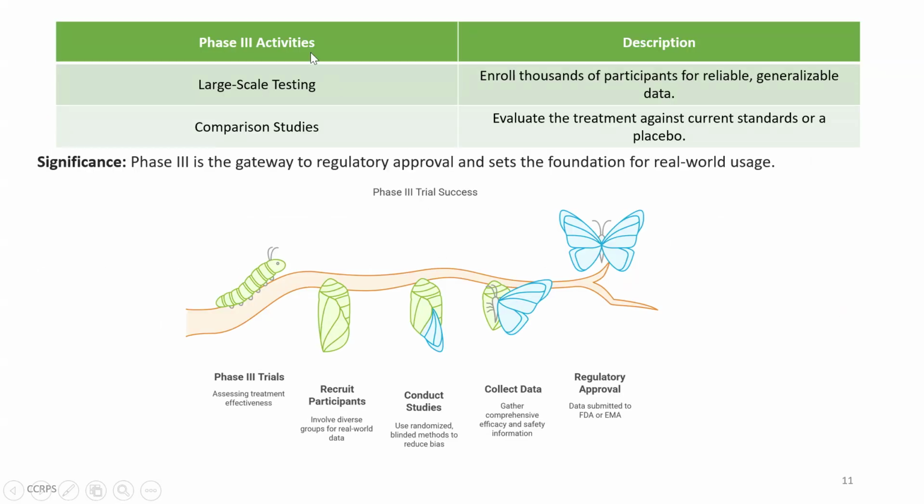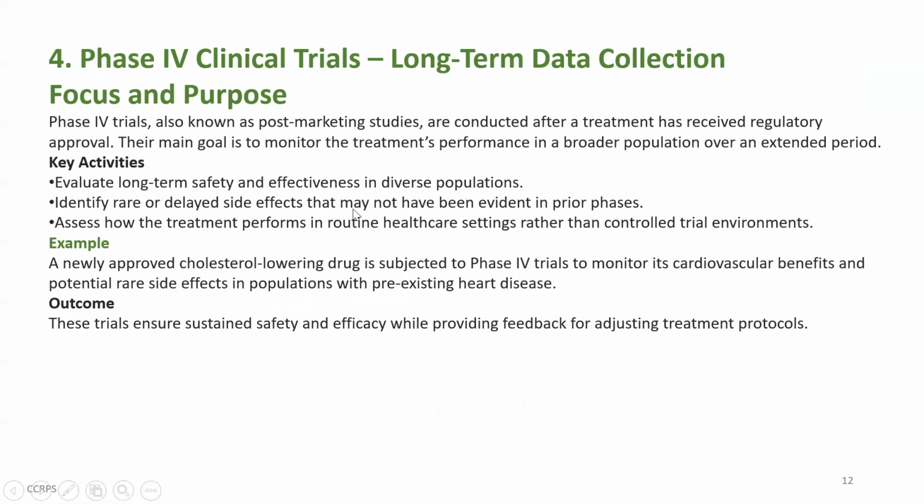And here is a table on phase 3 activities, description for each activity. Large-scale testing enrolls thousands of participants for reliable, generalizable data. Comparison studies evaluate the treatment against current standards or a placebo. The significance here: phase 3 is the gateway to regulatory approval and sets the foundation for real-world dosage. And here is a diagram on phase 3 trial success.